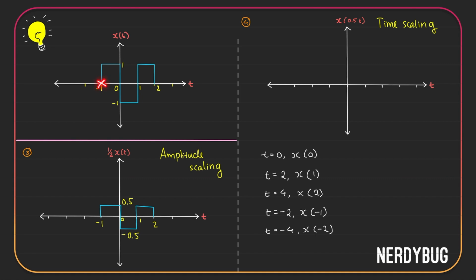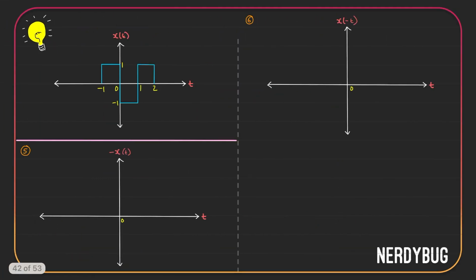So whatever happened at minus 1 here will now happen at minus 2. Whatever happened at 0, still at 0. Whatever happened at 1, at 2. Whatever happened at 2, now at 4. So the new graph will look like this. What happened here obviously is an expansion. Signal got expanded.